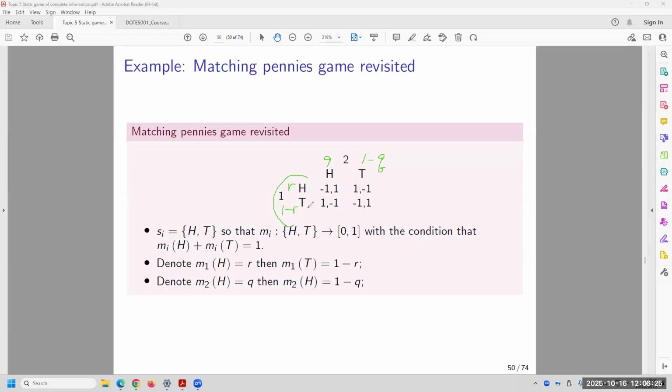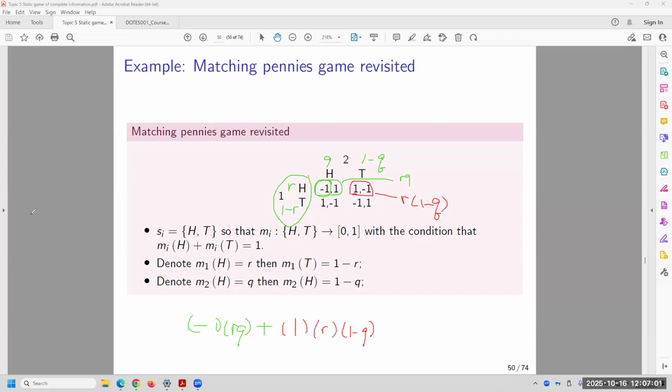If I adopt this strategy, what's the payoff for player 1? This outcome comes with probability R and Q, and the payoff is -1. So the payoff for this outcome is -1 times RQ. And you have another outcome, which is this, with probability R times 1 minus Q, but the payoff is 1. So it'll be 1 times R times 1 minus Q.